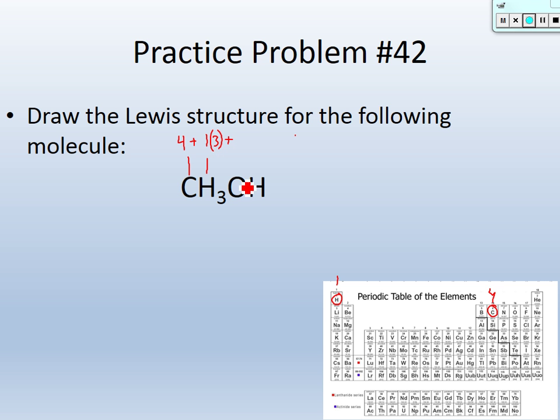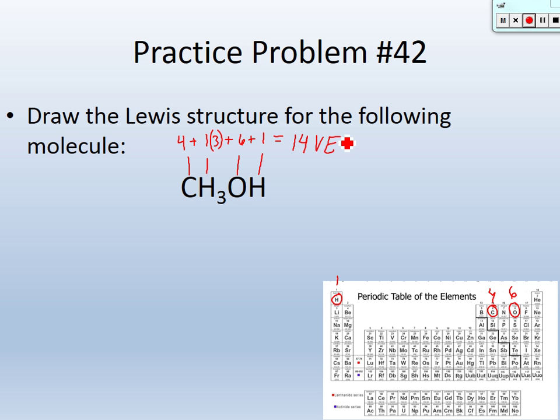Let's add that to this oxygen, which sits right here, has 6 valence electrons. And let's add that to this 1 more hydrogen. Again, hydrogen has 1. So if we add this all up, we got 4 plus 3, which is 7. Plus 7 more is 14 valence electrons.